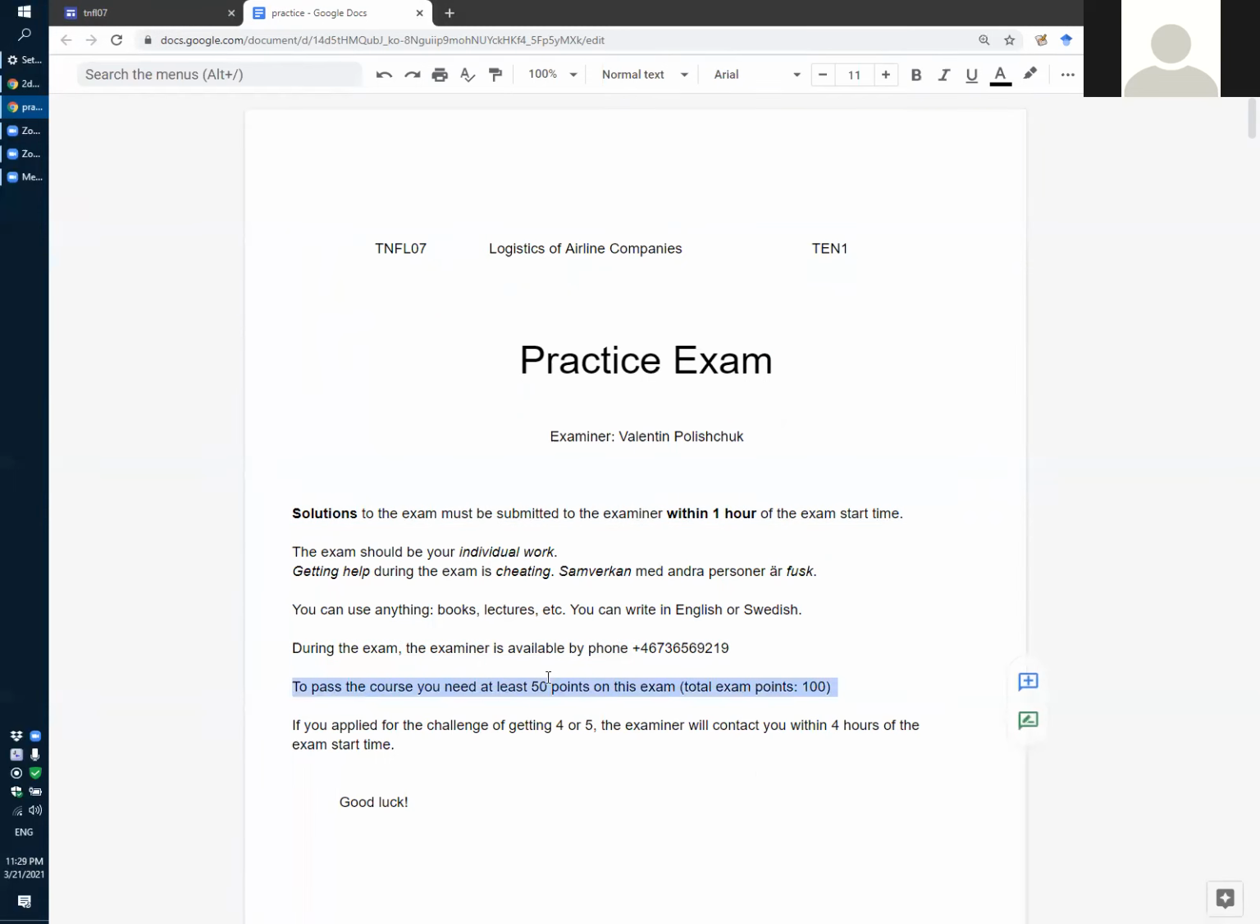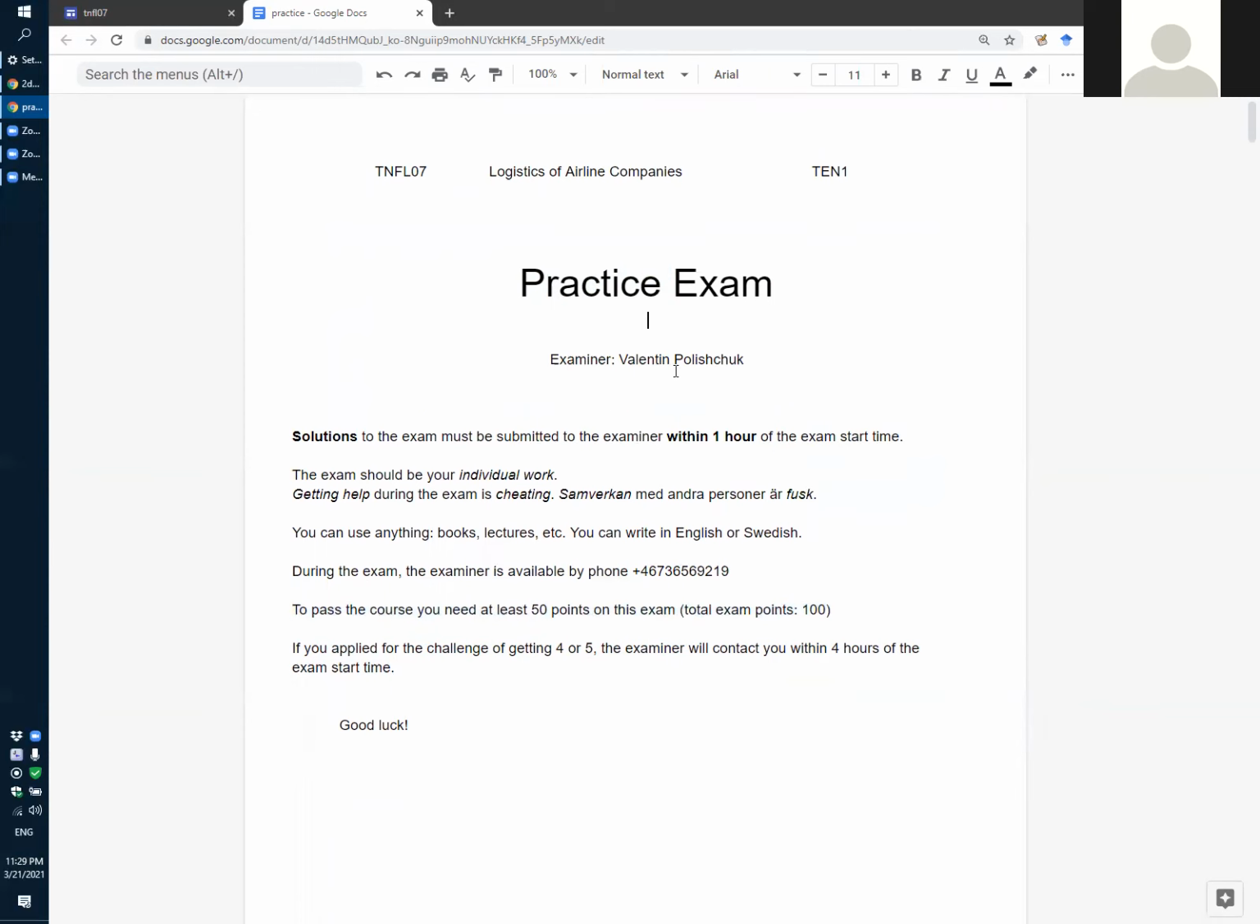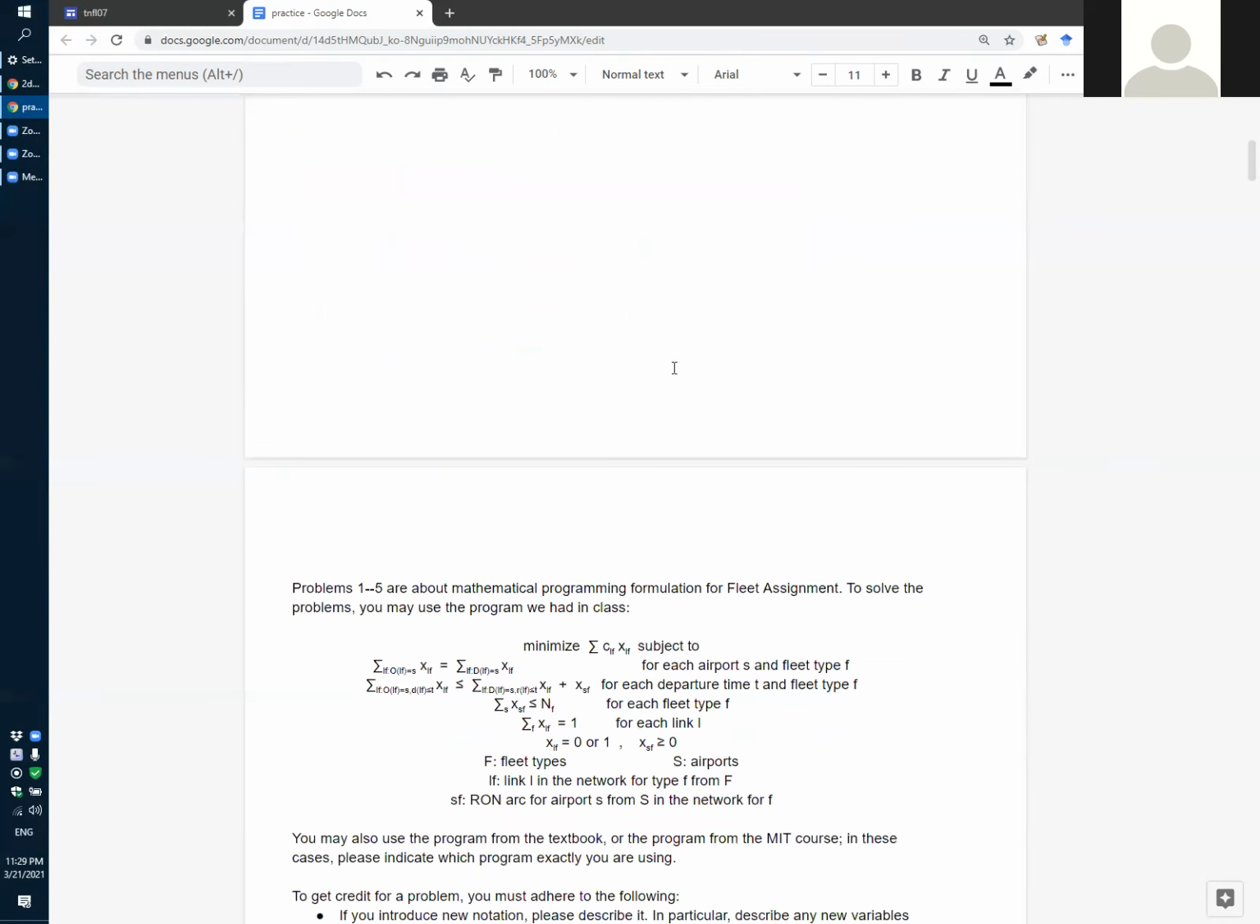And yes, you will have to get half of the points to pass the course. And as I already mentioned, if you applied for a challenge of getting 4 or 5, then I will contact you within 4 hours of the start time of the exam. This first page will be exactly the same on the actual exam, except that it will not have the word practice. So there should be no surprises for you there.